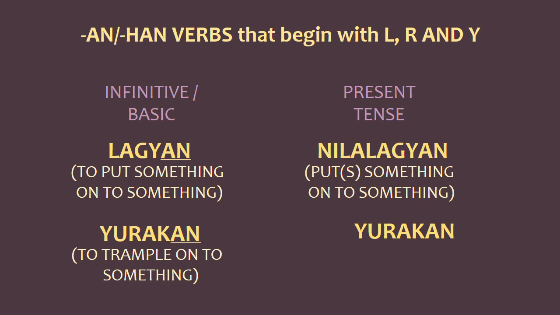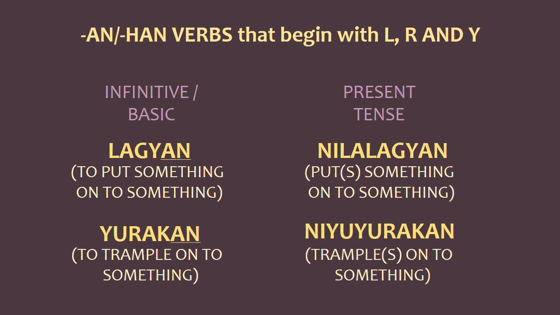And for the second example, again, you double the first two letters, which is Y and U, and then add ni, niyuyurakan. As you can see, it's almost the same as the steps for the an verbs that begin with vowels. It's just that this time, instead of adding the prefix in, we added the prefix ni.